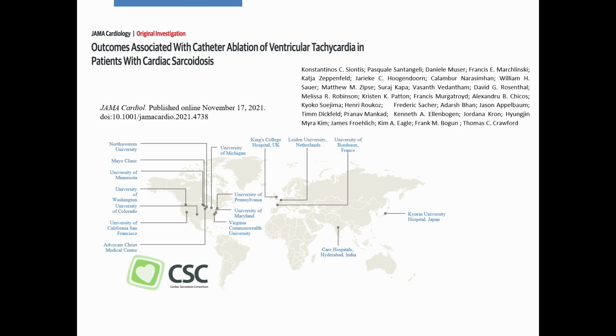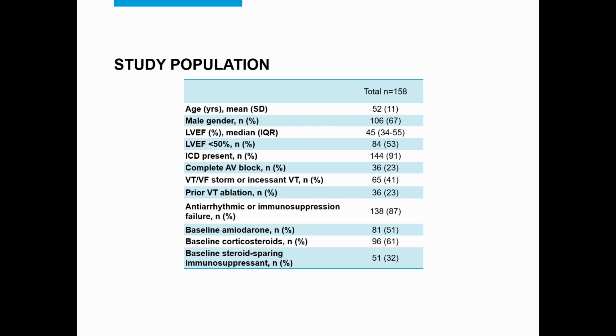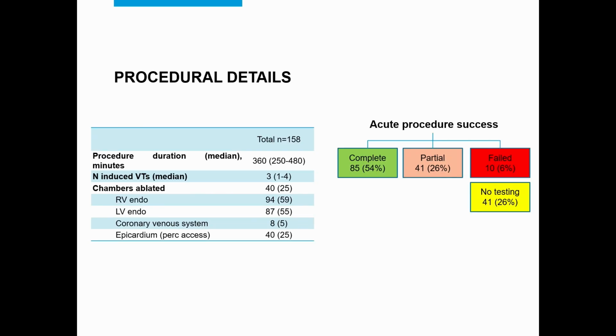We published our data from a multi-center registry recently. These data were reported from multiple centers in the US and Europe, including patients with definite or probable cardiac sarcoidosis, and ablation of monomorphic or PVC-triggered VF patients were included. We looked at the acute and long-term outcome. The study population was young. These are young patients. They have mainly preserved ejection fractions, and the majority were on either antiarrhythmic medications or immunosuppression prior to the procedure, and had failed these medical management.